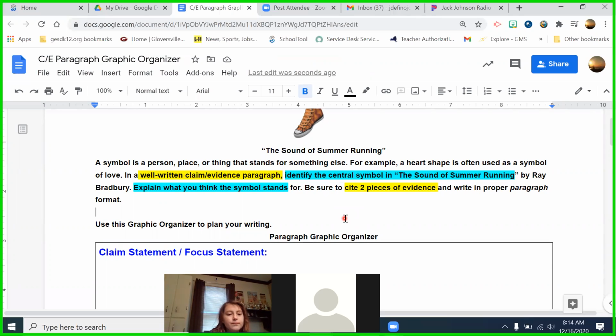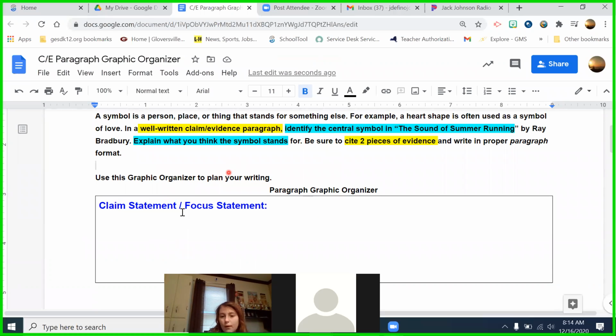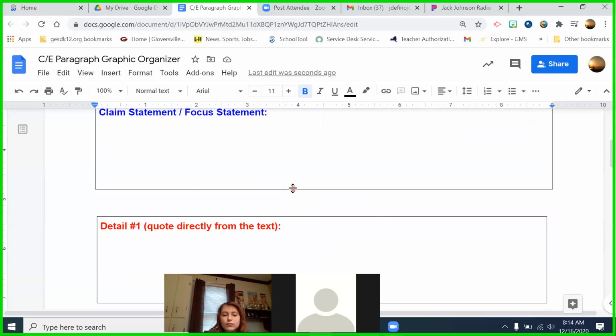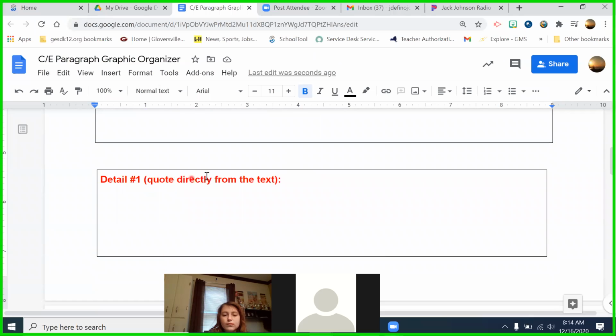This should look familiar because we did the same exact question with a different story last week together. Now, if you look back at your graphic organizer, you have a claim statement and a focus statement box. That's where you're going to take the stuff in blue and turn it around and answer the question. Then you have a detail where you have to quote directly from the text. That's where you're going to go back to the text, like a little detective, find a sentence or two that proves whatever we say in our claim statement is true, and copy and paste it there.